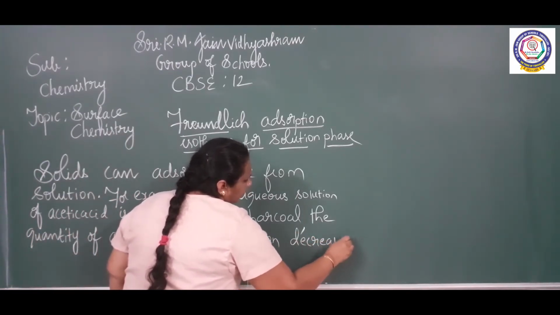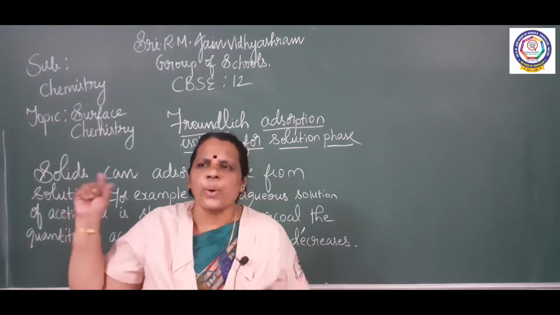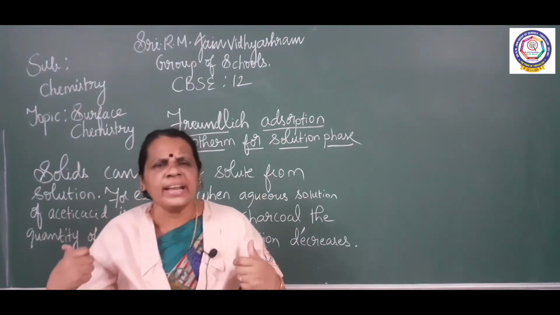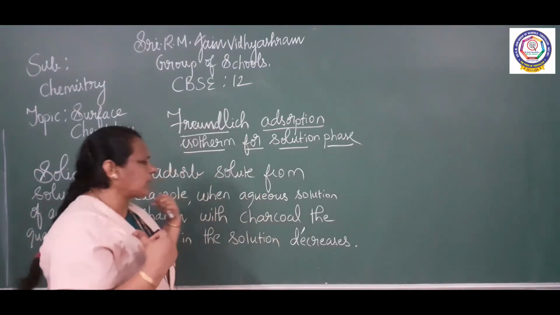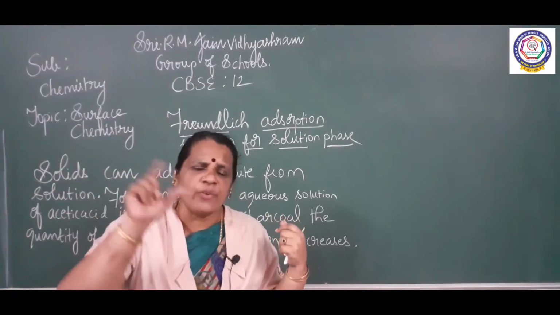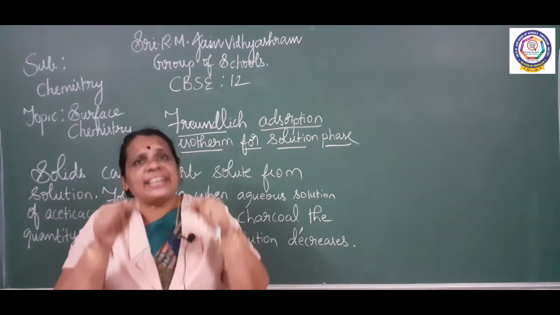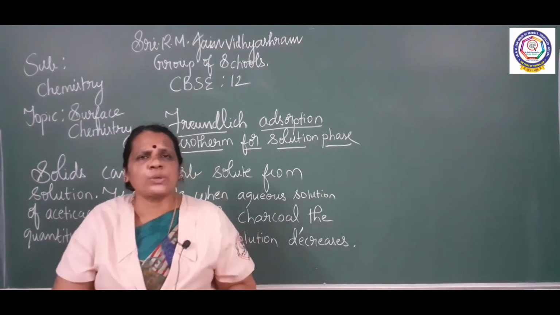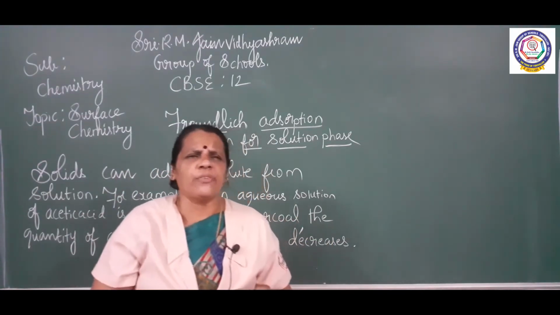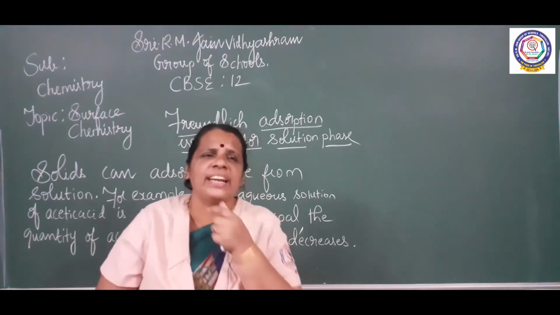So what are we going to do? We are going to draw the Freundlich adsorption isotherm for solution phase. What is the condition here? Solids can adsorb solute from solution. What solution am I taking? Aqueous solution of acetic acid, shaken with charcoal. What is charcoal here? It acts as an adsorbent. So when aqueous solution of acetic acid is shaken with charcoal, the concentration or quantity of solute in the solution decreases.